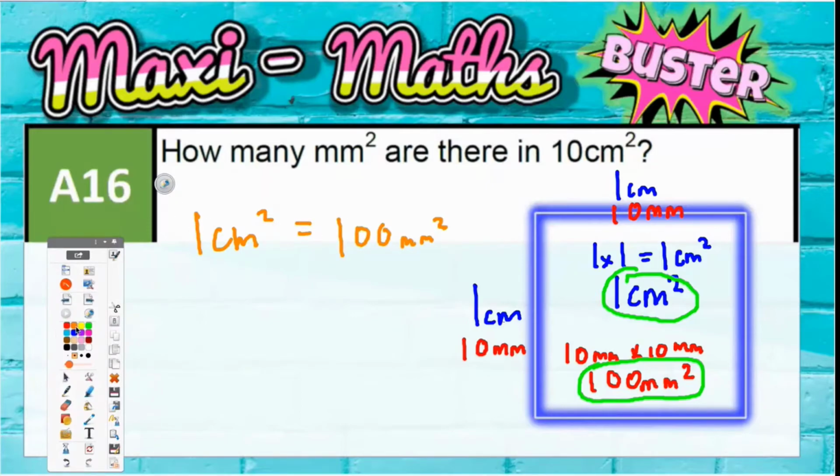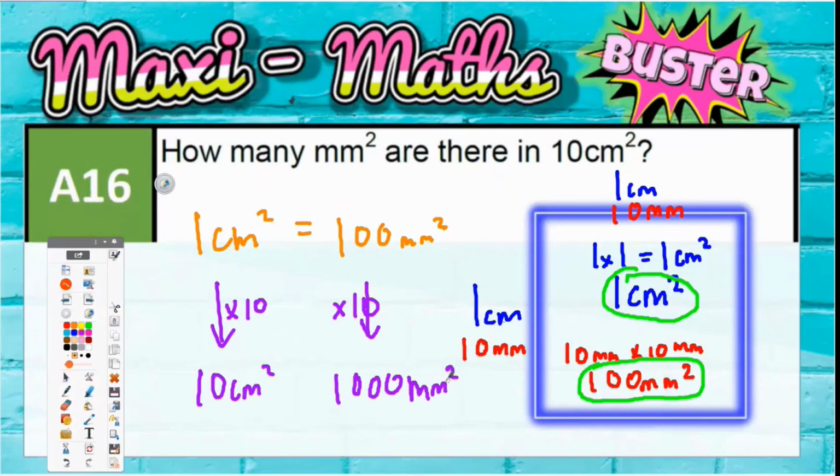And now we say, well, now we know that's a fact, we're changing 1 centimeter squared into 10 centimeters squared. So in other words, making that 10 times bigger. So if we're making the 1 centimeter squared 10 times bigger to get 10 centimeters squared, every one of those 1 centimeter squares is going to have 100 millimeters squared. So we've got 10 of them, we have to times 100 by 10. So 100 times 10 is 1,000 millimeters squared. So final answer, 1,000 millimeters squared.